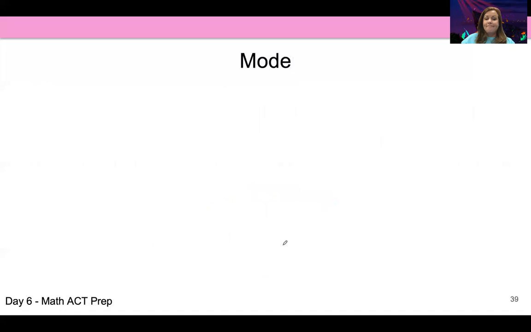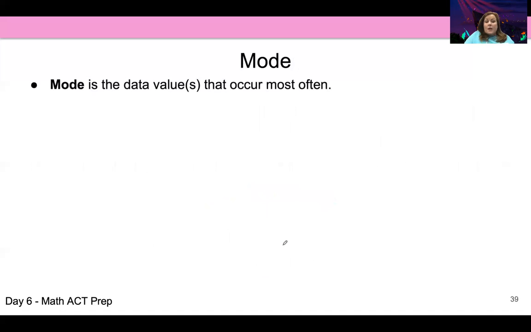Now the mode. The mode is the data value that occurs most often. I usually refer to it like voting for homecoming queen or homecoming king. Whoever wins is the mode. They got the most votes. If there's ever a tie, then that means two people got the same number of votes. Sometimes you have to revote because nobody won. So you can have one mode, two or more modes, or you can have zero.